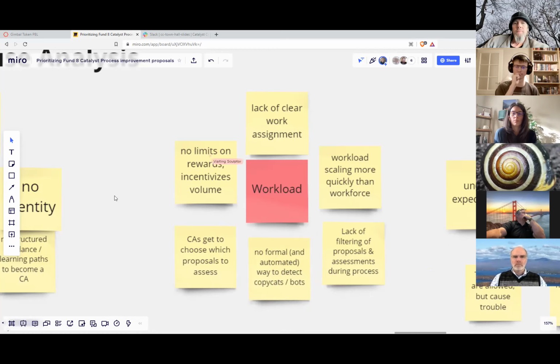And yeah, the specific one about no limits. Because you can just get endless rewards, the more you do, there's a reason to just do as many as you can, and that incentivizes bots as well, I guess.